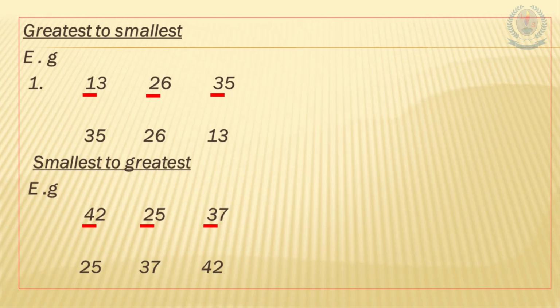Among them, number 3 is the greatest. So first we have to write the greatest number, that is 35. There are two remaining numbers, 13 and 26. So the next greater number is 2, that means 26. And last, the remaining number, that means the smallest number, that is 13.